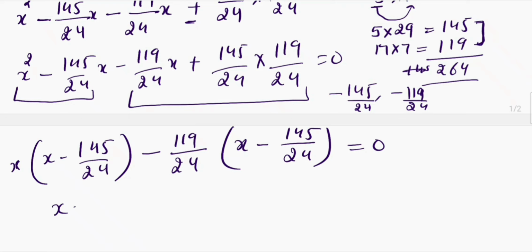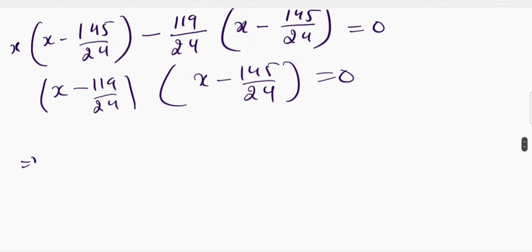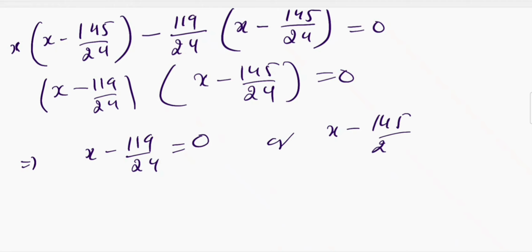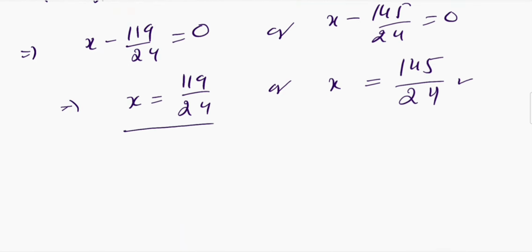From here I get (x - 119/24)(x - 145/24) = 0. This implies either x - 119/24 = 0 or x - 145/24 = 0. So from here I get x = 119/24, and from the other, x = 145/24. So x = 119/24 and x = 145/24 are the two solutions of my given equation.